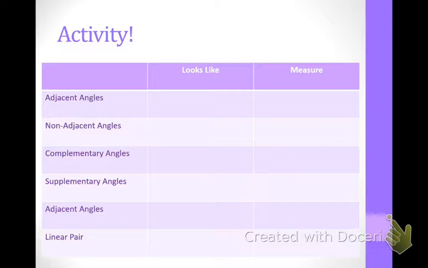So supplementary, you want to be writing this down. Supplementary can be adjacent or non-adjacent, whereas linear pairs can only be adjacent. What is the similarity between the 2 of them? They both add up to 180.